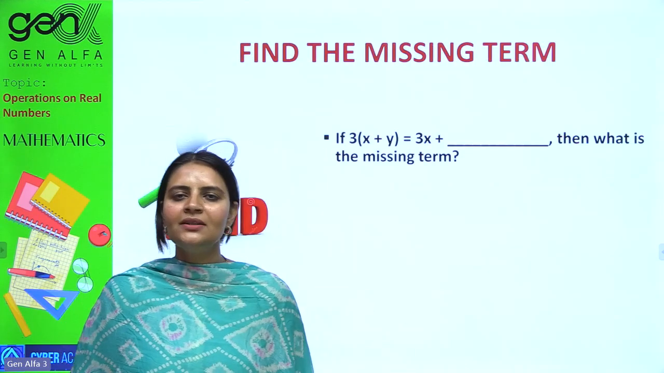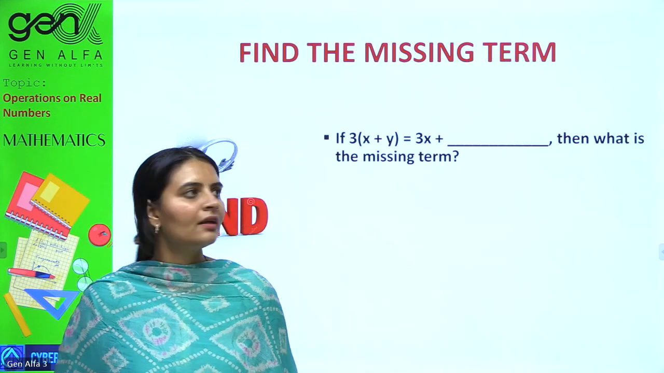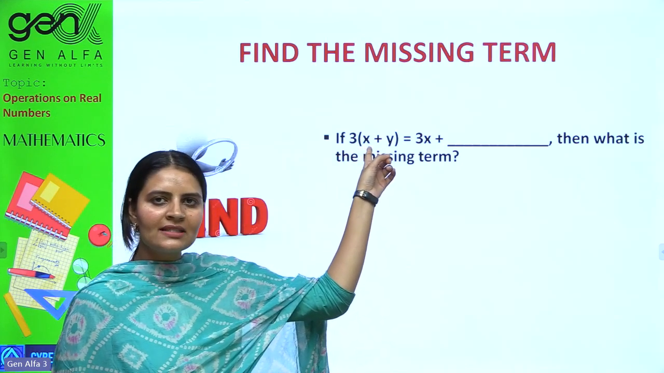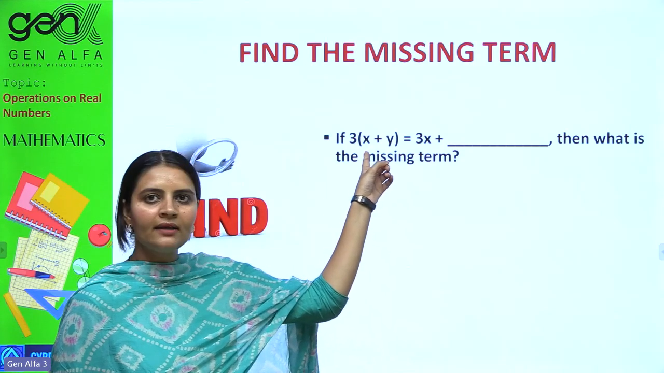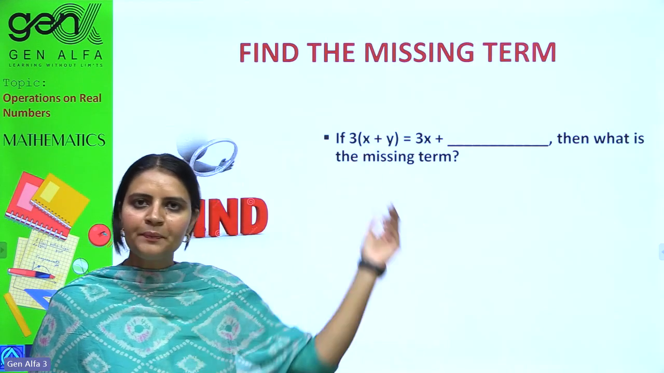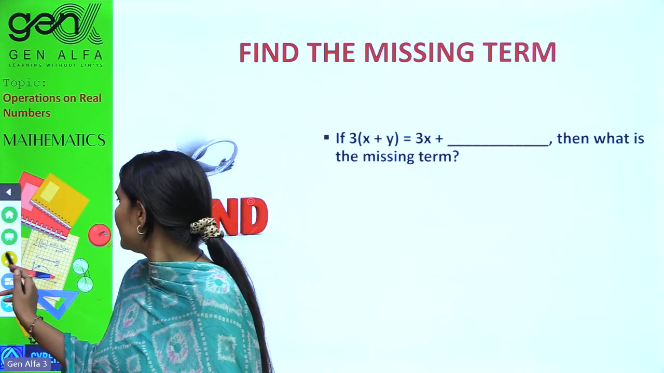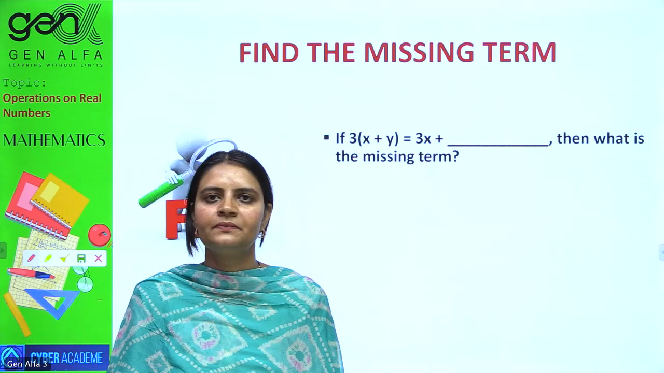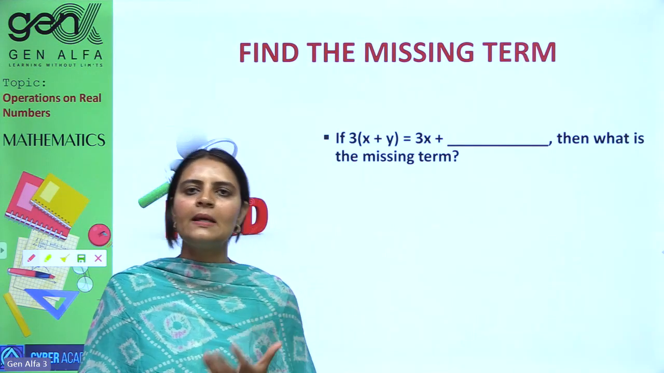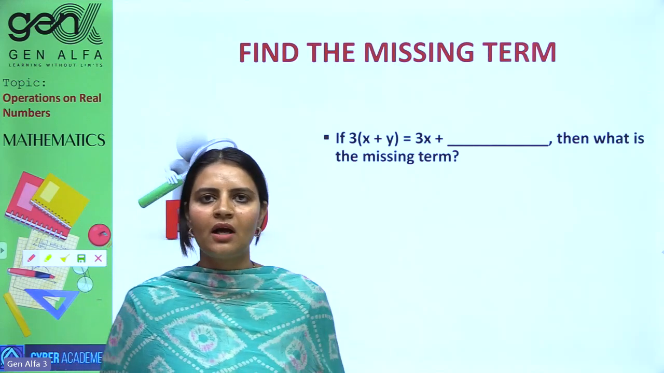Just solve this question. Which property is getting used? This bracket indicates that the multiplication sign is hidden, and x plus y gives you what? Plus is there. Just simplify using distributive property. It's very easy. Just find the missing term over here. Just go step by step, my dear students, and you will get your answer.